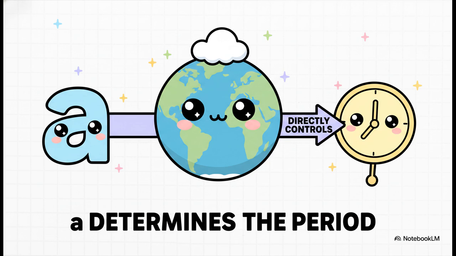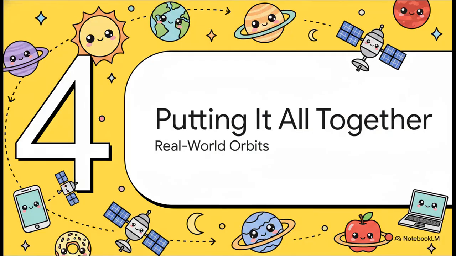And that last point about the orbital period, that is arguably the most important consequence of all. The semi-major axis directly determines it. If you know the value of A, you know exactly how long a satellite takes to circle the Earth. It is a direct and incredibly powerful link. All right, enough with the theory. Let's make this concrete. Let's look at some real-world examples that you probably use every single day.